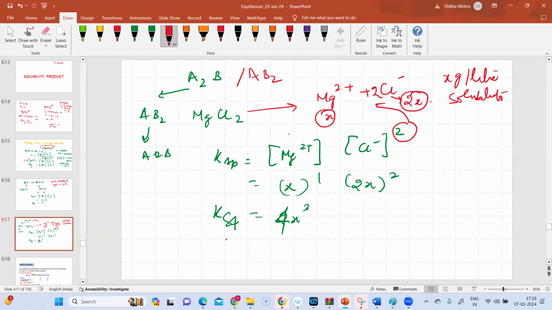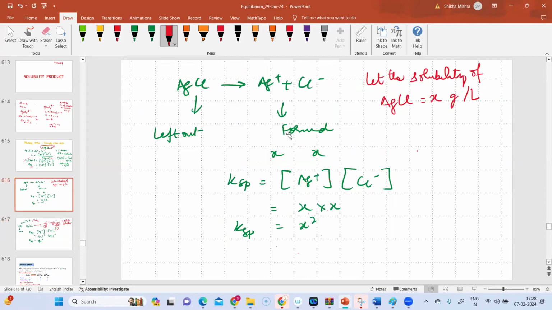Similarly, for finding the Ksp, you also know how to do it. Simply put the values and get the answer, right? So in this type of question, it is important that we find the relationship. Solubility product will never have a proper formula like K is equal to C alpha square, like we did in the last class. It will never be that, right?